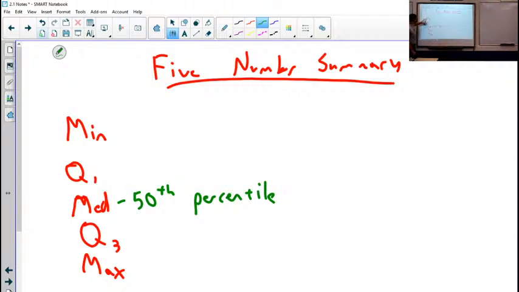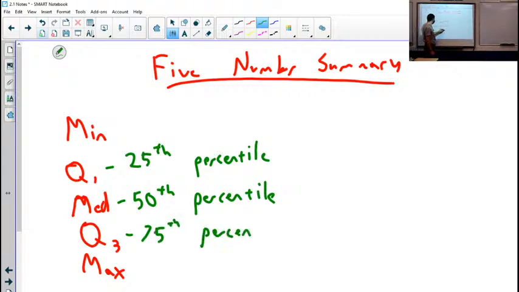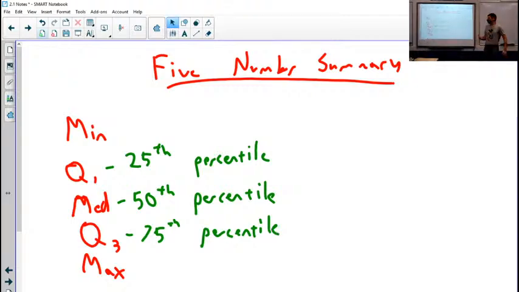And then the quartiles, remember, split these in half. So where do you think Q1 is? What percentile? It should be at the 25th percentile. And Q3 is at which percentile? The 75th. So another use of percentiles is that we can use what we know about those percentiles to figure out where the median and the quartiles would have to be.